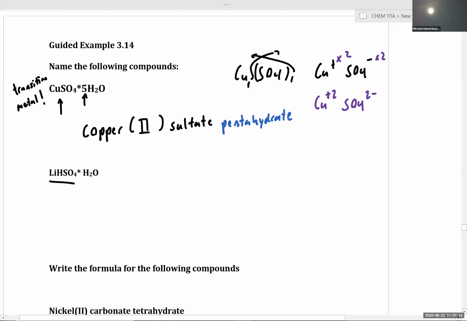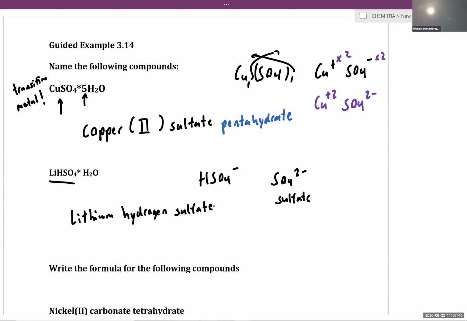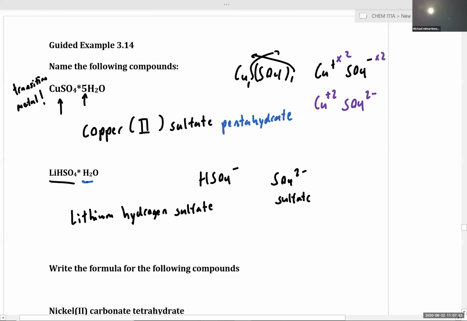So in this case, we have LiHSO4. So we write the name of our cation, in this case, lithium. Now, SO4 2 minus we know is sulfate. However, if we have an appended hydrogen, so HSO4 minus, we call this polyatomic ion hydrogen sulfate. And now for the part that's new. If we have 1 water molecule, what prefix do we use? Mono. Yep, so this is lithium hydrogen sulfate monohydrate. Perfect.